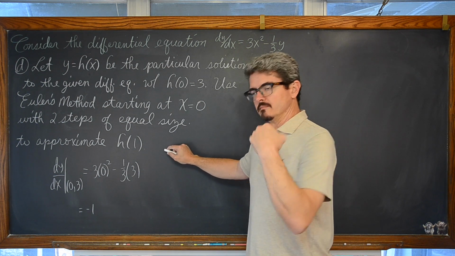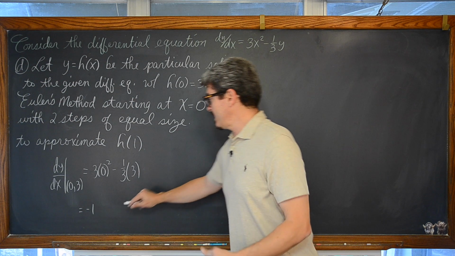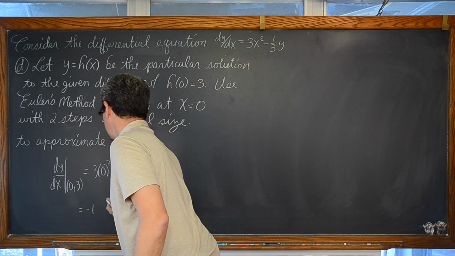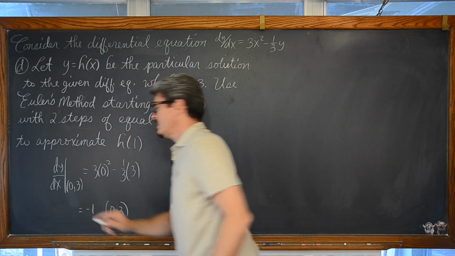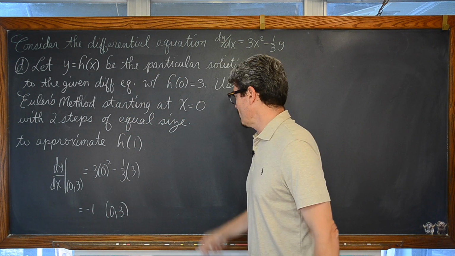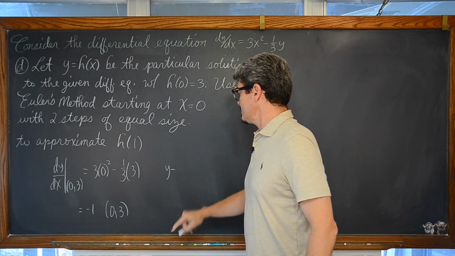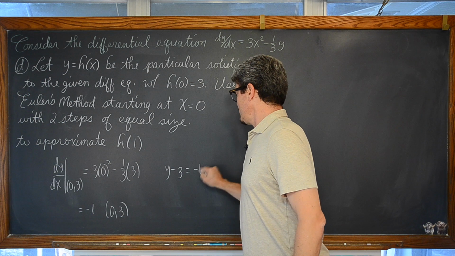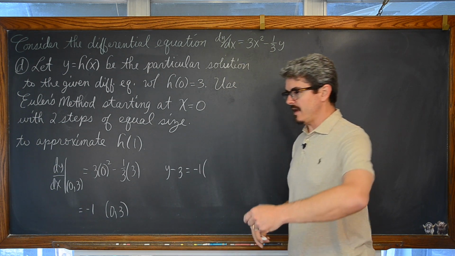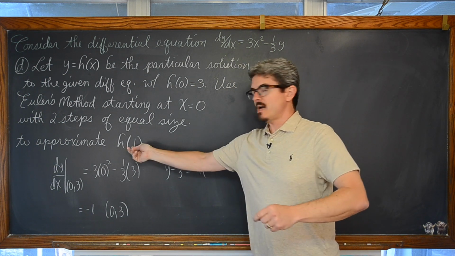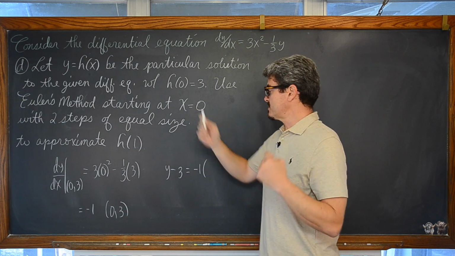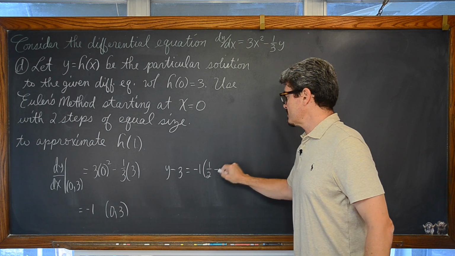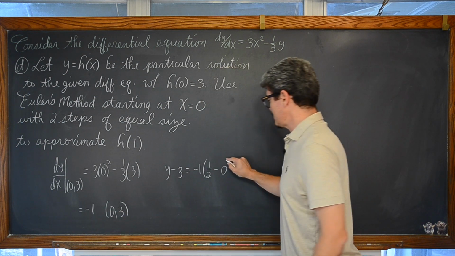I'm going to now use that tangent line. We have a point of (0, 3) and a slope of -1, and I'm just going to use point-slope form. We have y minus the y-coordinate of the point, 3, is equal to -1 times, now we're taking basically a half step off of x equals 0, so it's going to be 1/2 minus the x value of this point, which is 0.